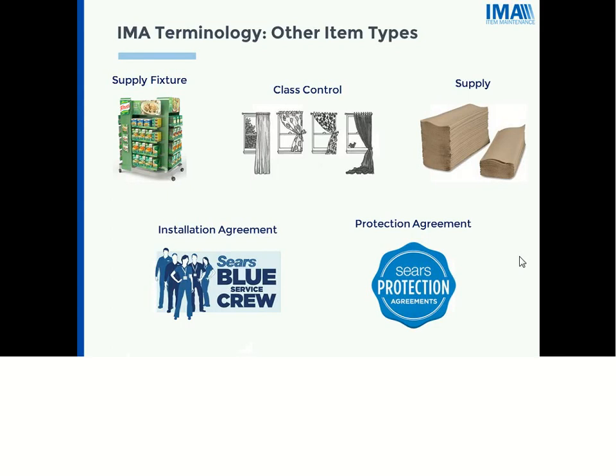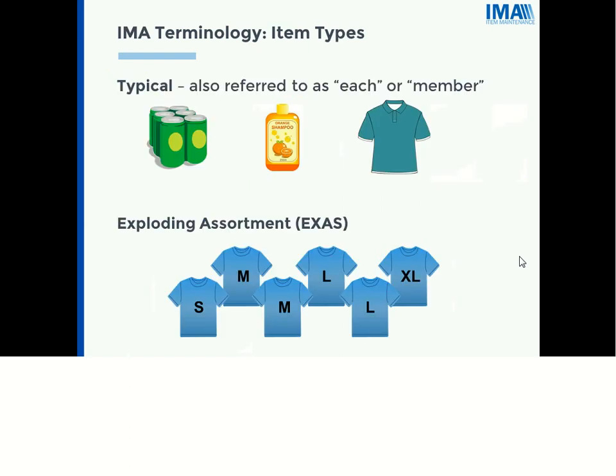If you work with, let's say, large appliances like washers and dryers or refrigerators, those always have an installation agreement and protection agreement offered. You will see them as flags on those items, but those agreements also have to be built as actual items in our system so that they can be rung up at the registers. So those are all the different item types you could be building, but again, most likely you are building typicals and exploding assortments.